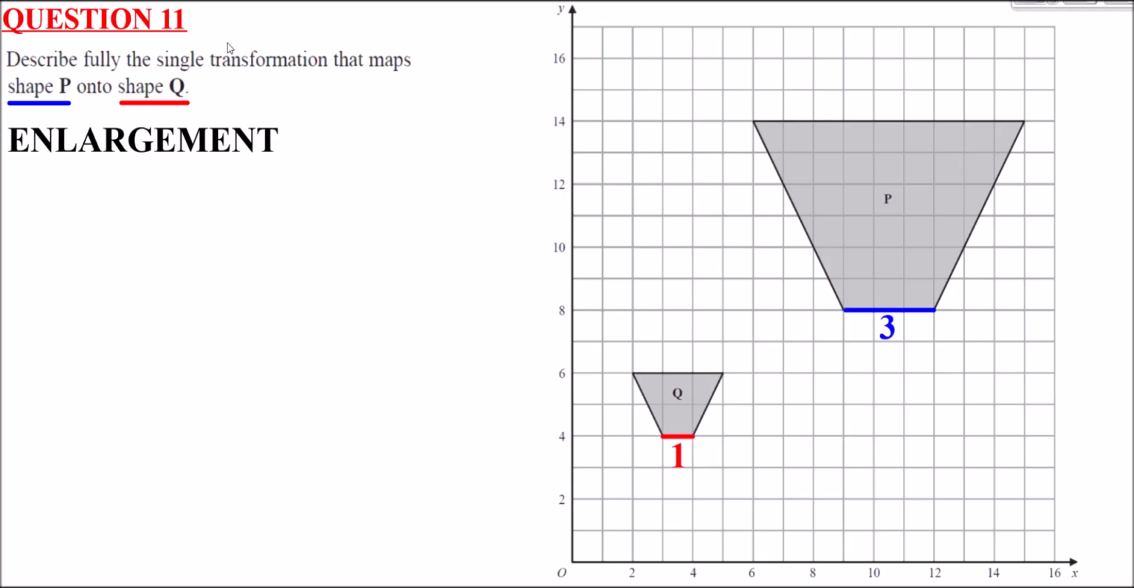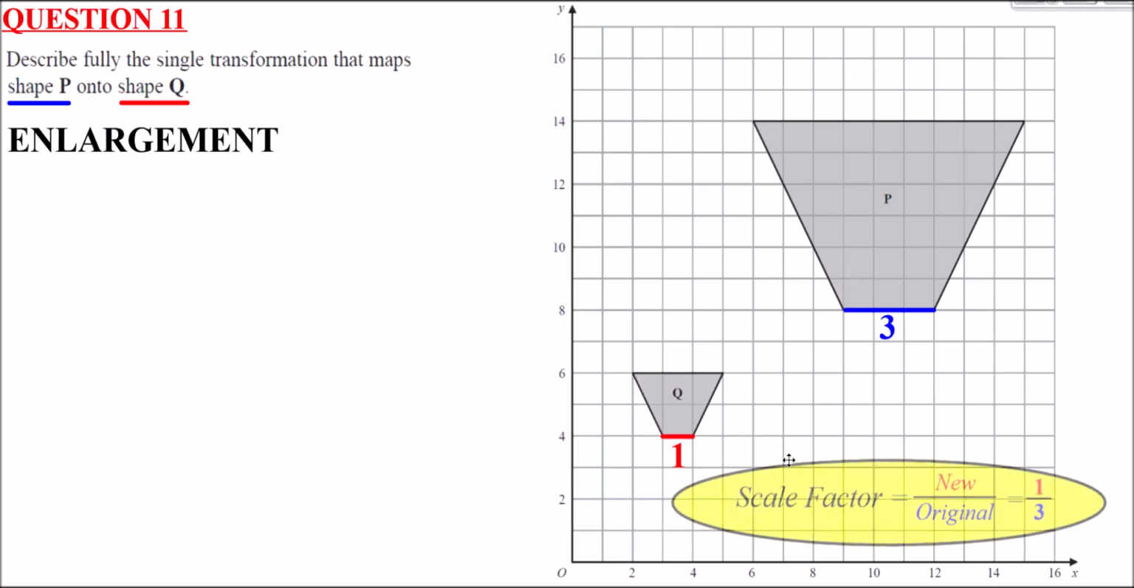And to get the marks for describing the transformation, we need to describe the scale factor of enlargement. To work out the scale factor using these two corresponding sides and their lengths, there is a nice formula we can use. The scale factor is the length of the new divided by the length of the old. So the new side is 1, it used to be 3, so 1 divided by 3, just leave it as a third. Therefore the scale factor of this one is a third.